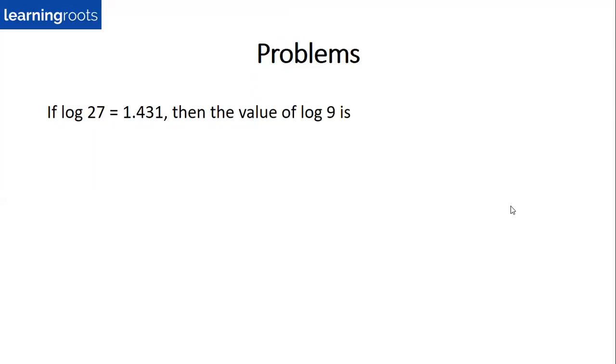Yes, the answer is 0.954. Now you can do this in two ways. One is if you already know the value of log 3, then it's very easy. If you know that log 3 is 0.4771, then you are supposed to find log 9, which is nothing but log of 3 squared. So it's essentially 2 into log 3. So 2 into 0.4771 gives you 0.954 as the answer. This is one way wherein you know log 3 and then you can answer log 9.